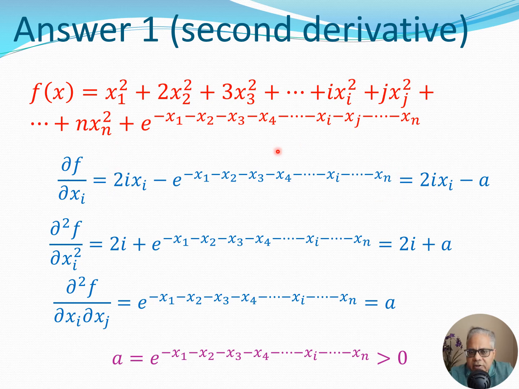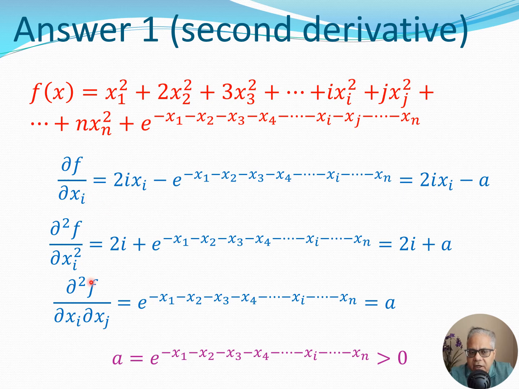Now this particular expression, I'm going to call this exponential function a, and this function is going to be present in all the derivatives, so it's going to make it simpler to write this out. So I can write this df by dxi as 2i xi minus a. Now let's take one more derivative.